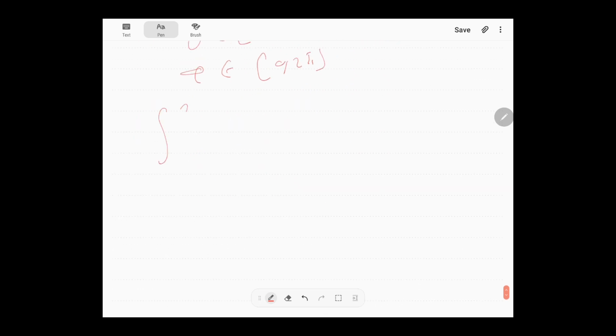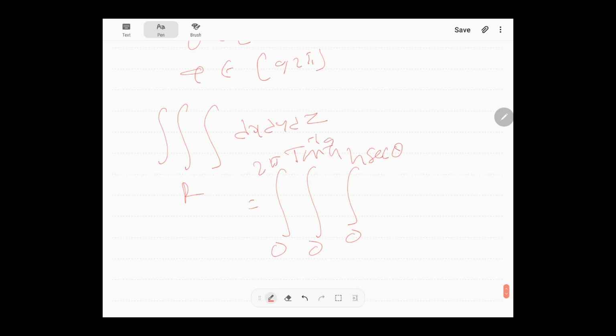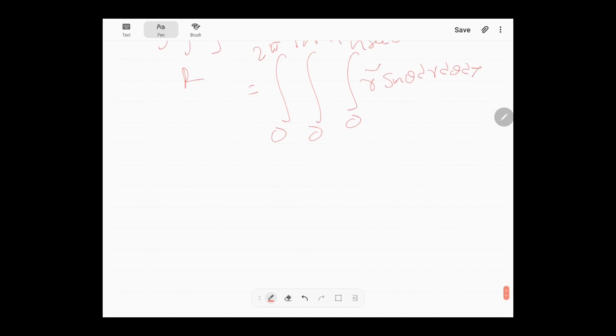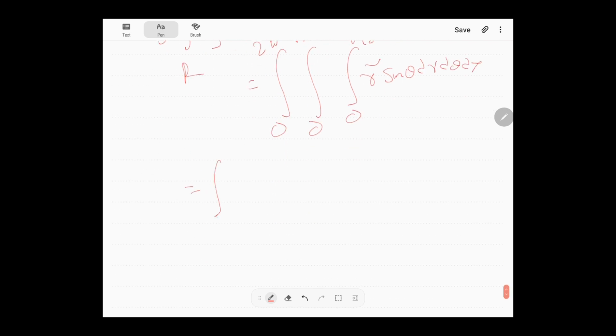Now he asked to evaluate the triple integral, simply dx dy dz, where the region is inside the cone. So here r varies from 0 to h secant theta, theta varies from 0 to tan inverse of a by h, and phi varies from 0 to 2 pi. This dx dy dz becomes r square sine theta dr d theta d phi.